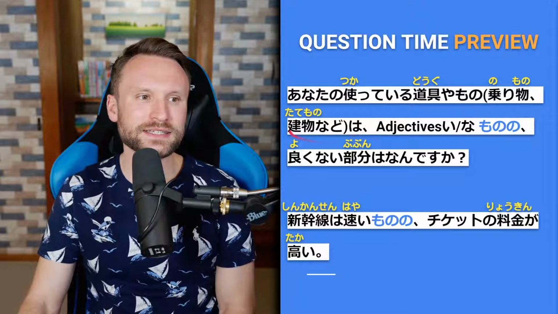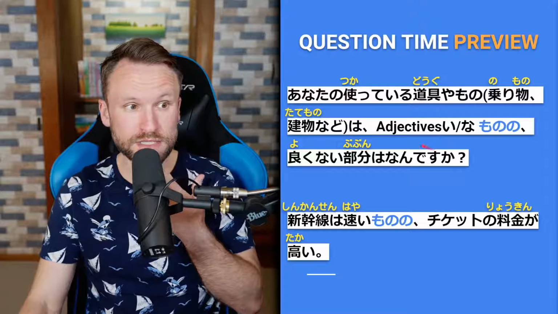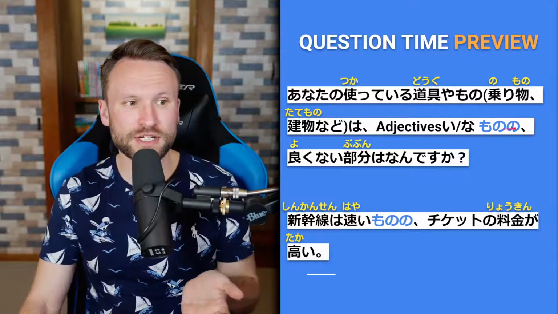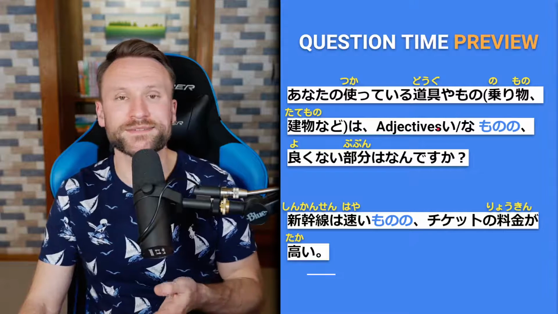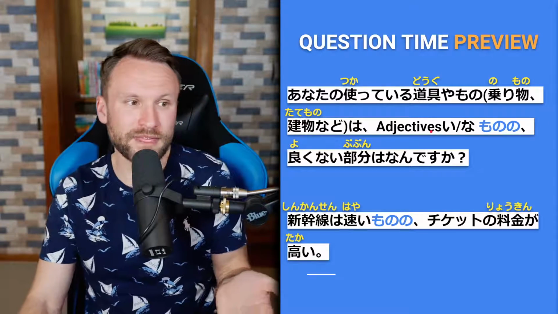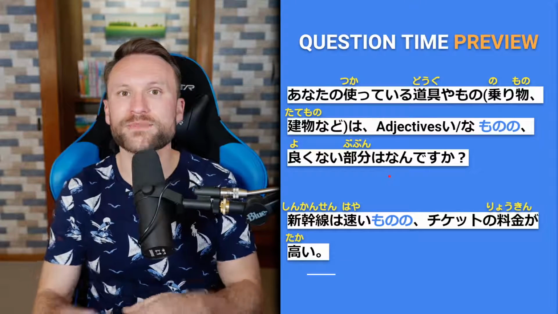So you're going to make a sentence with a thing or a tool or a thing that you use, and then you're going to have an e adjective or an adjective, ものの. So although this thing that I use is, for example, tall or heavy or light, ものの, although that 良くない部分は何ですか? What is something bad about it?